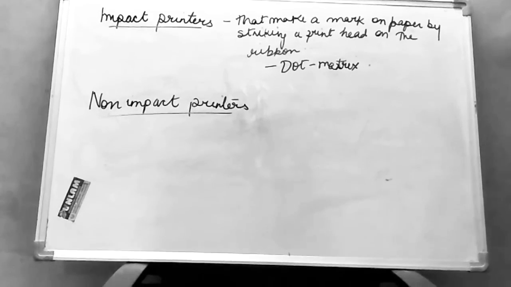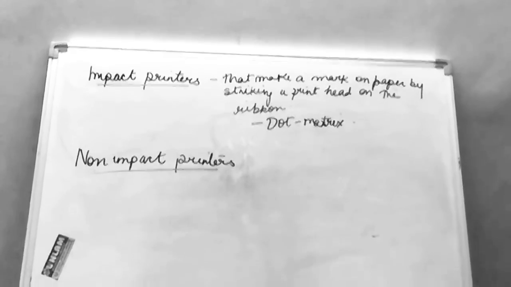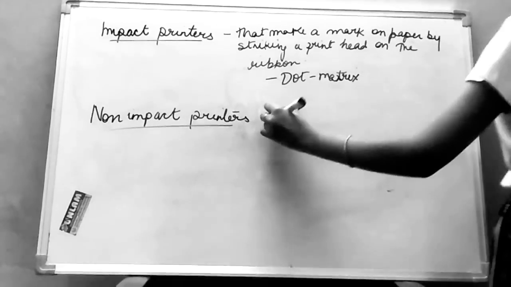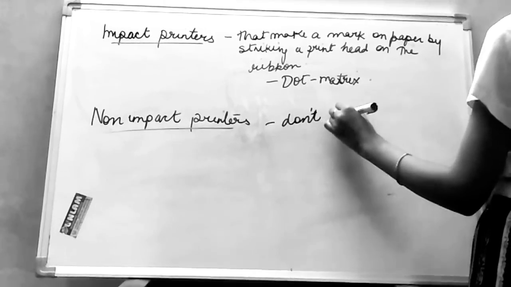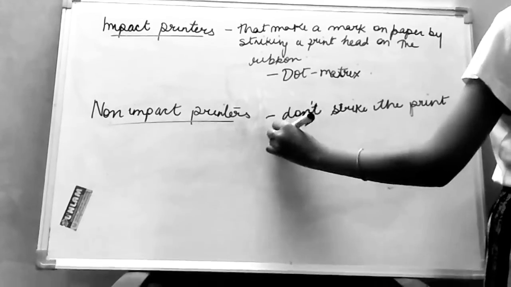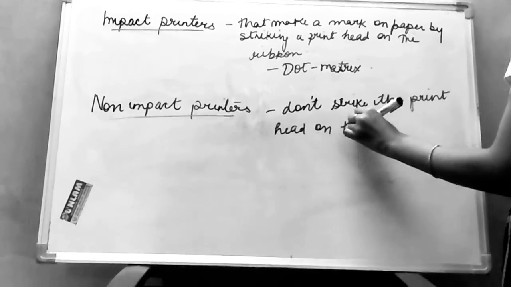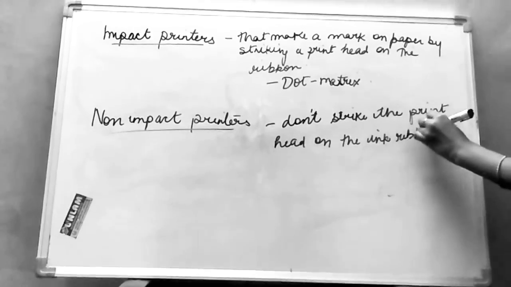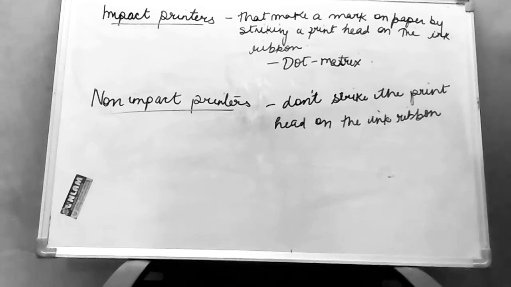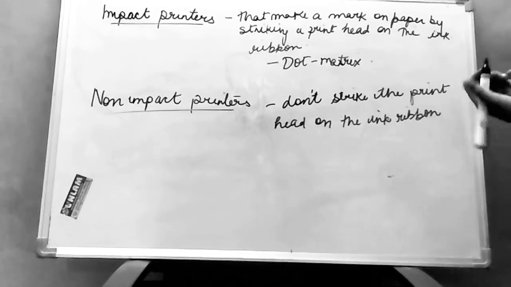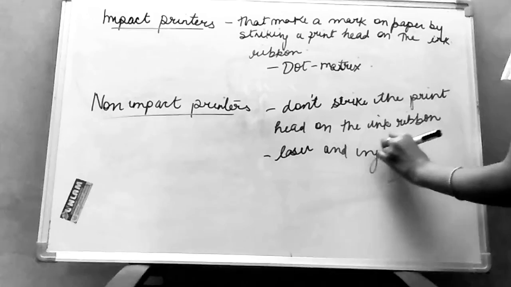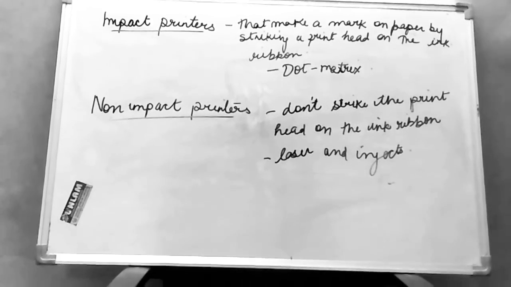Next is non-impact printers. What are non-impact printers? The printers that do not strike the print head on the ink ribbon are known as non-impact printers. Common examples are laser and inkjet printers.